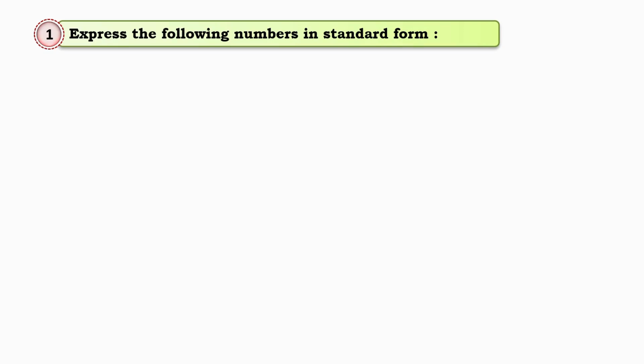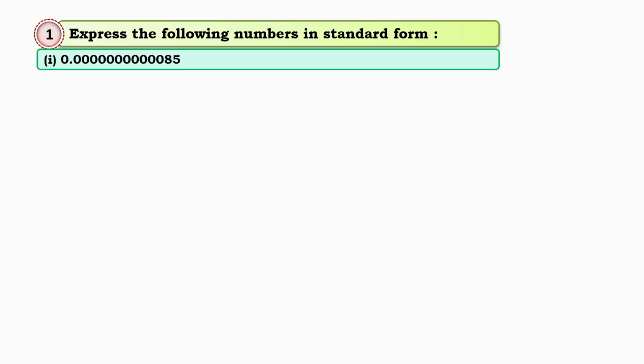Now let us solve some exercise problems. Now let us take a look at the question. The question is: express the following numbers in standard form. So there is a big number with lots of zeros after the decimal. So we have to make it in the standard form.